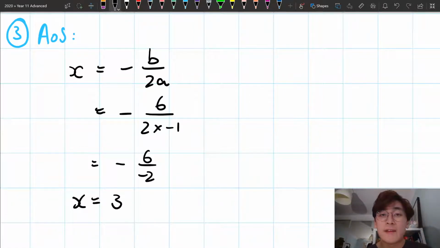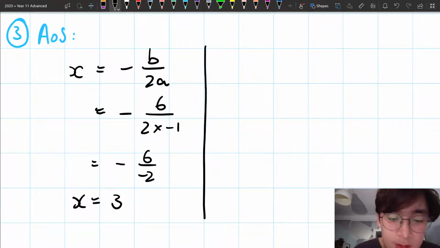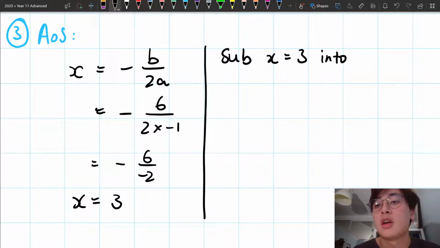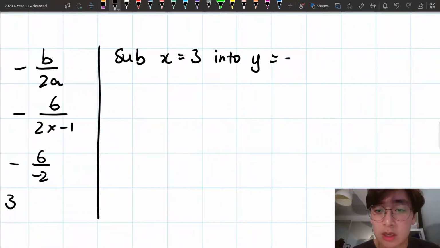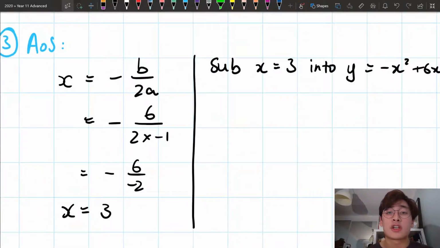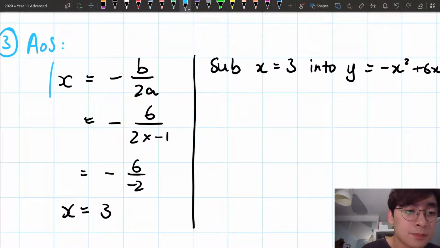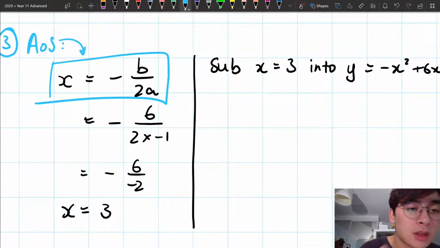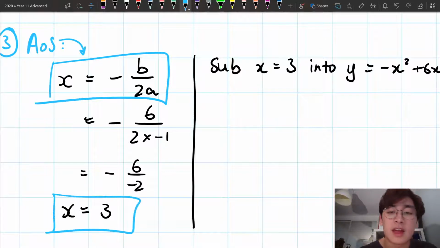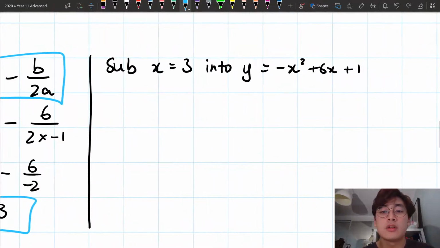Okay. Once I've found the axis of symmetry, what I need to find is my vertex. So I'm going to sub x is equal to 3 into y is equal to negative x squared plus 6x plus 1. So for the axis of symmetry, we just sub your a and b values into this equation over here. This is your axis of symmetry formula. And then you sub in the axis of symmetry that you found, so x is equal to 3, back into the equation to find the vertex.